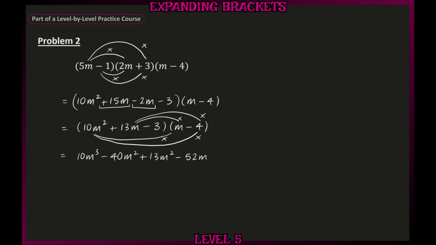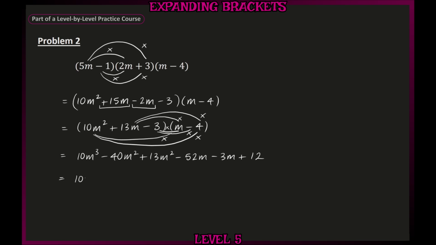Finally, moving on to the minus 3, we have minus 3 times m, which is minus 3m, and minus 3 multiplied by minus 4. And since we're multiplying two negatives here, this becomes a plus, and 3 times 4 is 12. To finish simplifying, we need to collect together any like terms that we have.